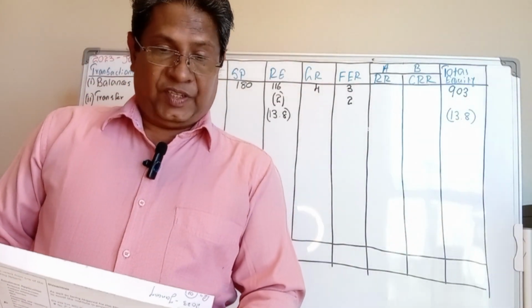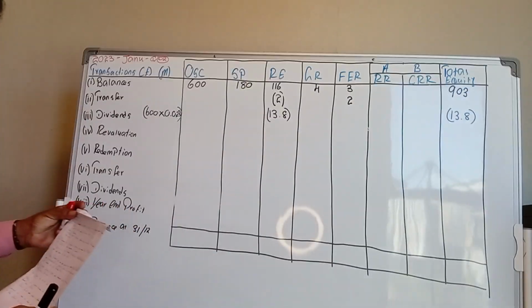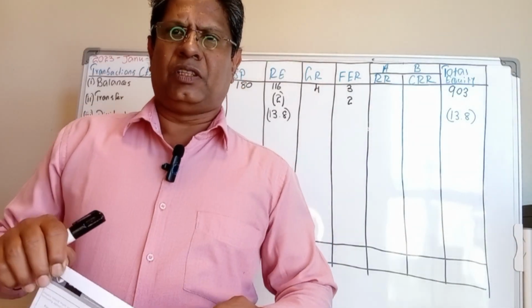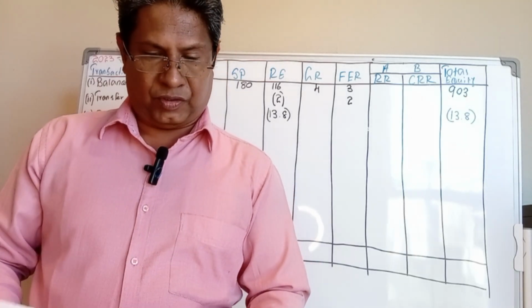Adjustment number 4. This is 2023 January, question number 2. Past paper questions we are now discussing because we have finished all the major areas. So now we enter the past paper questions.